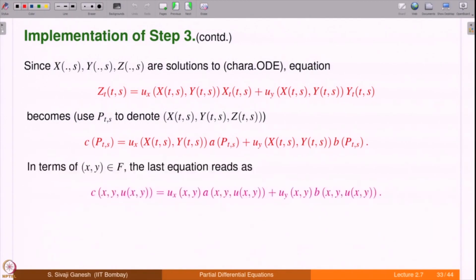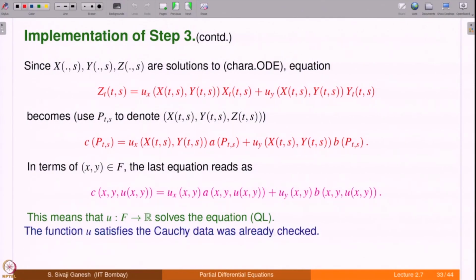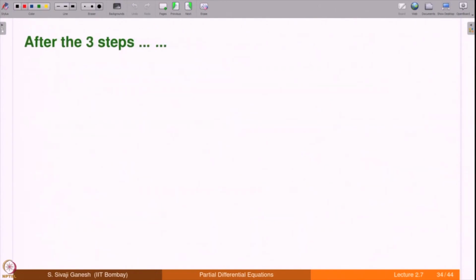So, in terms of x, y in F, the last equation reads as c of (x, y, u(x,y)) equal to ux of (x,y) and a of (x, y, u(x,y)), plus uy of (x,y) and b of (x, y, u(x,y)). Done. This means u is a solution to the quasilinear equation. Cauchy data is already taken care of, we already observed that Cauchy data will be satisfied. The datum curve will be on the integral surface. So, step 3 is also successfully completed.